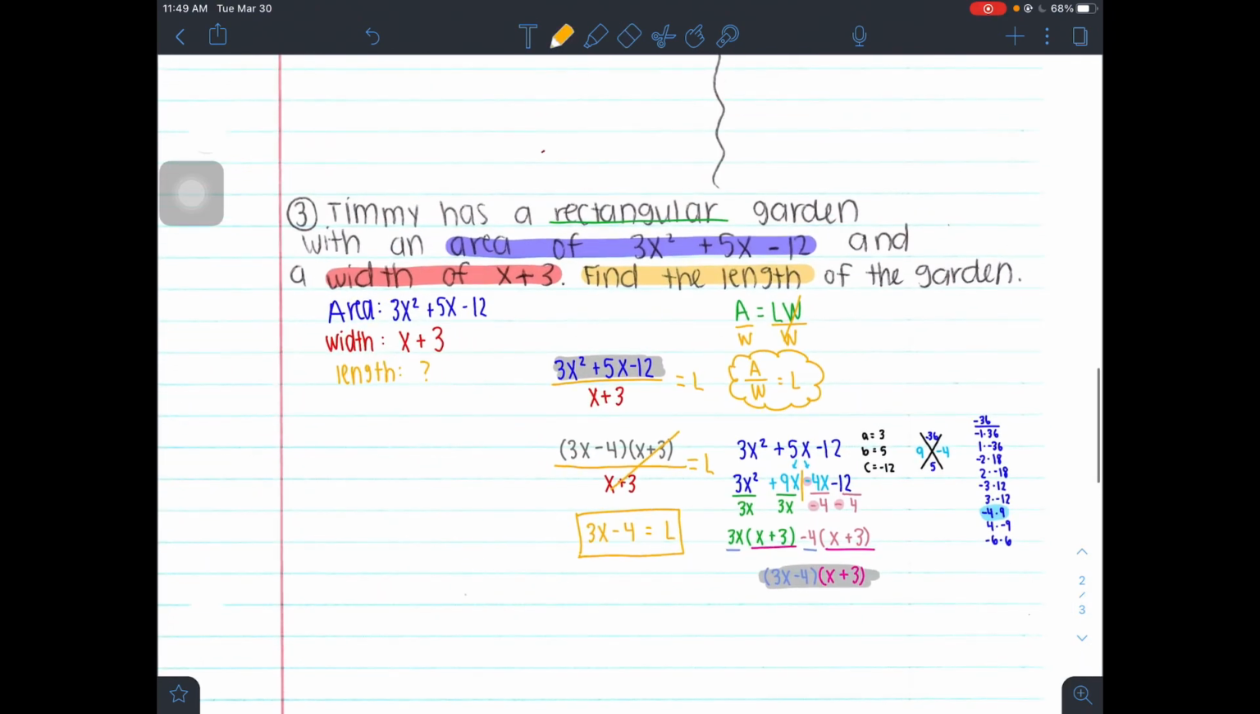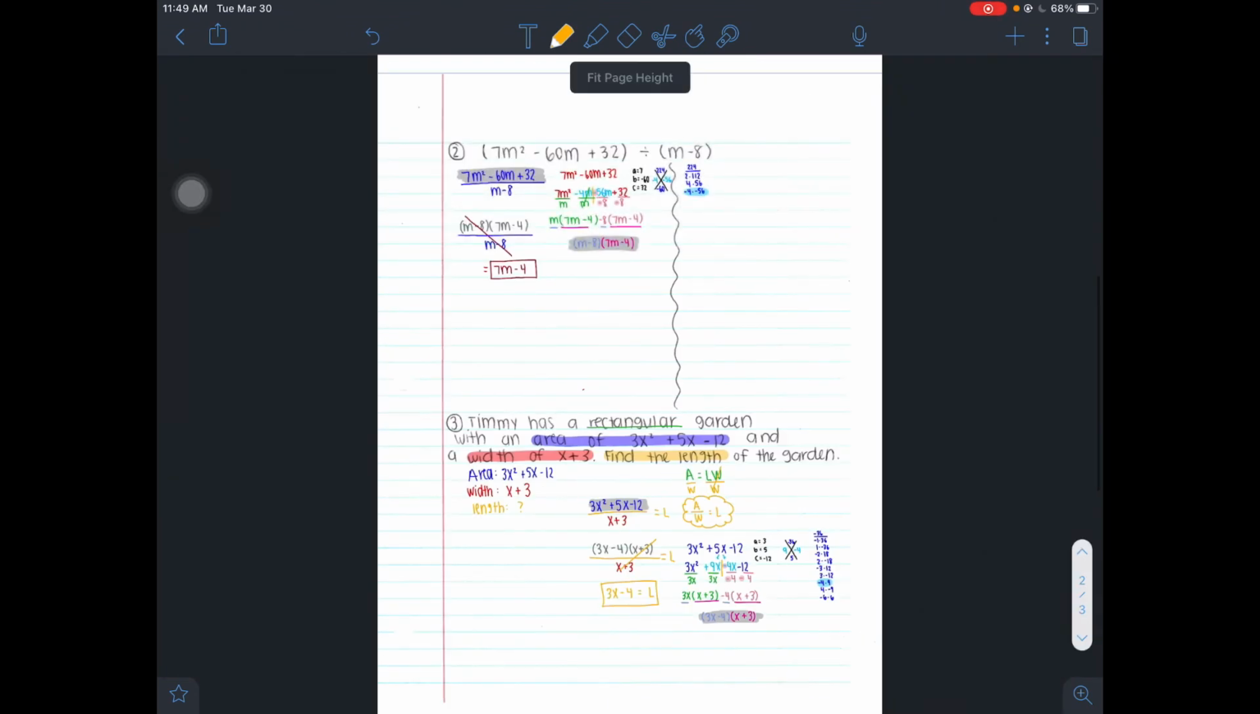So that is it for dividing polynomials. It's basically the same thing as factoring, we just have that extra step of reducing that fraction at the very end. If you have any questions, as always, please feel free to come and ask me for help.